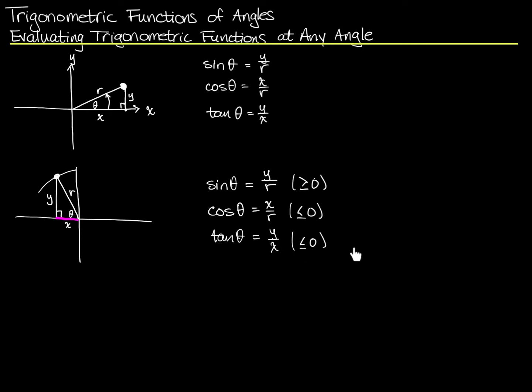Because the tangent is negative, the cotangent is also negative. Because the cosine is negative, the secant is also negative. Because the sine is positive, the cosecant will also be positive. All right, let's take a look at an example.